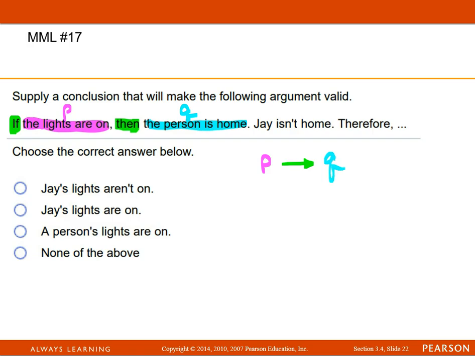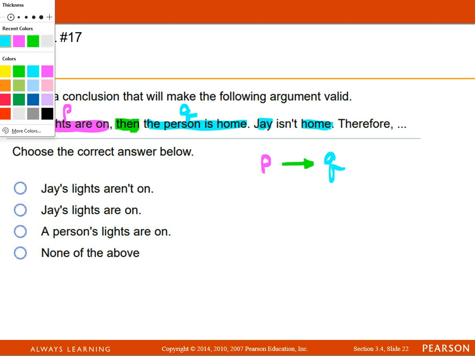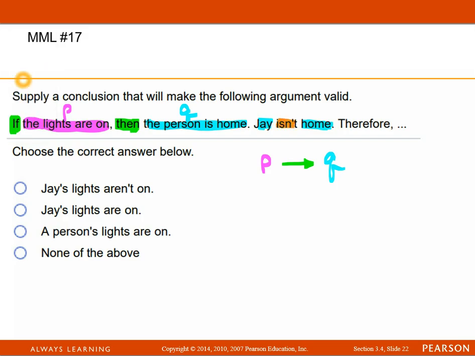And then it goes on to say that J isn't home. So obviously the person is J, so Q is actually J is home. But now it says J isn't home. I need a different color, so I'll go with orange. Isn't home, that's my next premise. So it's going to be a negation of the Q. And then when they say therefore, that's the line with the dot, dot, dot, and you're supposed to fill in the blank here.